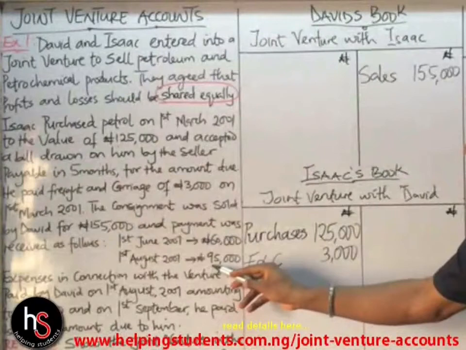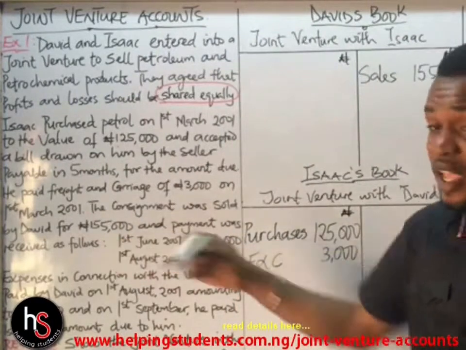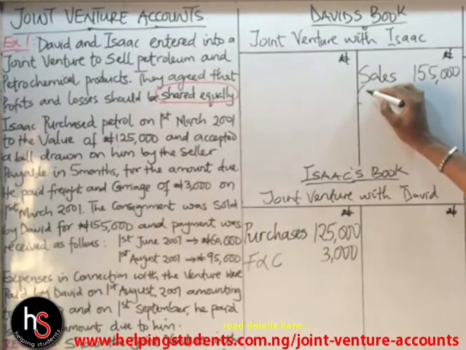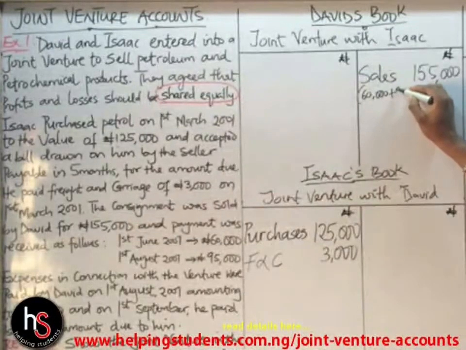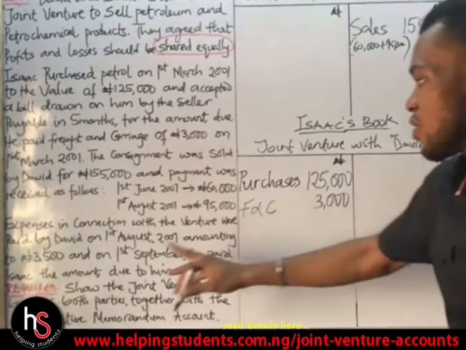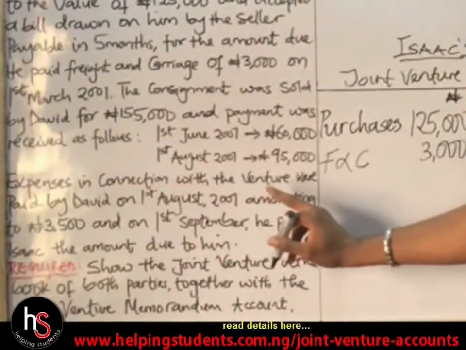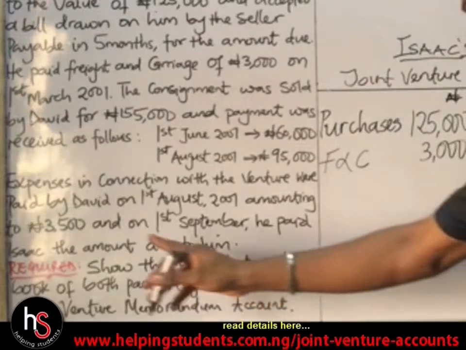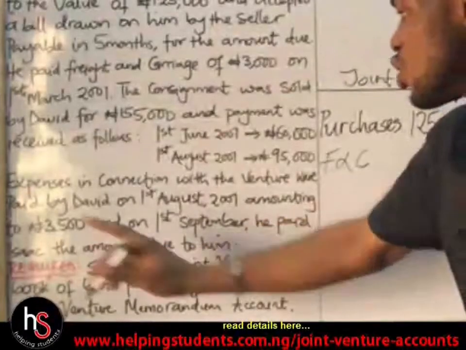Okay? Now, and payment was received as follows. Now, this 95,000 plus 60,000, that was what gave us the 155,000. So you can just put it in brackets: 60,000 plus 95,000. These were the values that gave us the 155,000, isn't it? Okay. So, what else? Expenses in connection with the venture were paid by David on the 1st of August, amounting to 3,500.